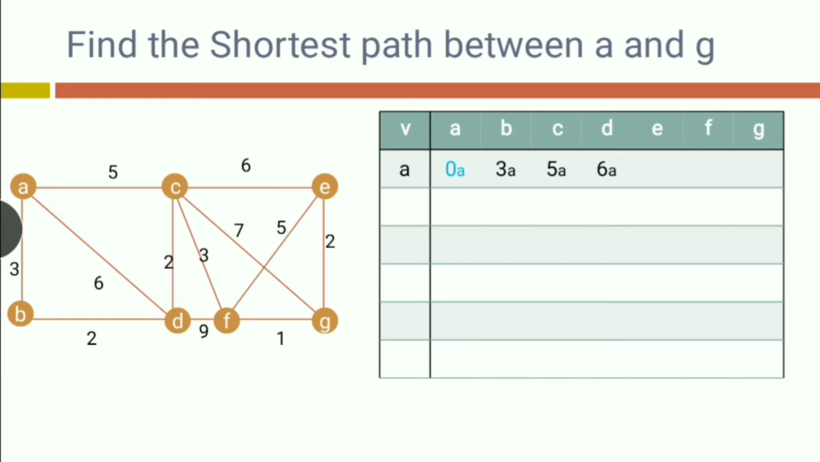Then E is not directly reachable from A, so we'll take it as infinity. Similarly, F is also not reachable directly from A, so for F also infinity and for G also it is infinity. So for all E, F, G it is infinity. Next, what is the smallest number here? 3 is the smallest, so we include B in our path.